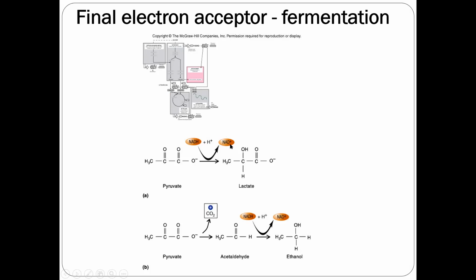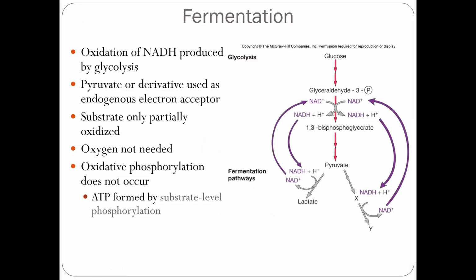And remember that NAD plus is very important, which means this electron carrier is recycled and can be used for another glycolysis coupled with the fermentation process. Okay, so that's important. So this is fermentation: oxidation of NADH produced by glycolysis, pyruvate as electron acceptor, substrate only partially oxidized, no oxygen involved. ATP is formed only by substrate level phosphorylation.